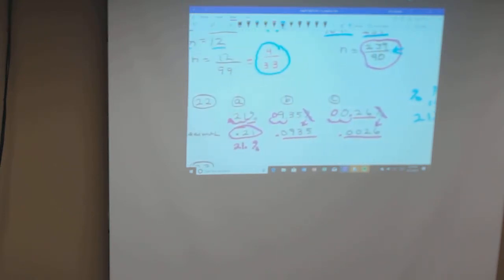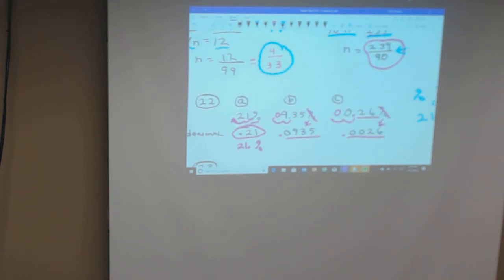But if you learn the rule, the decimal point for 21% is right there. If you want to drop the percent sign, you move it 2 places to the left and drop the percent sign. And it's 0.21. If you want to drop the percent sign here, then you move it over 2 places, have to add a 0, and it's 0.0935. If it's 0.26%, then if I want to drop the percent sign, I have to move it over 2 places. And that comes out to be 0.0026.